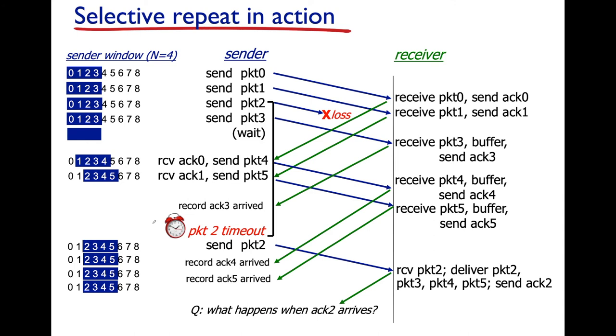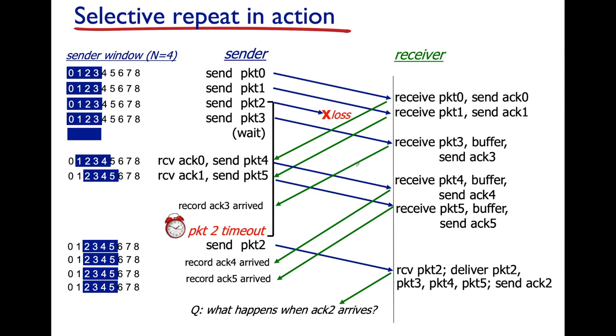Again, we have a protocol diagram, and we have our sender window of size n equals 4. And so we start out, and we have our sender. We have four sequence numbers, 0, 1, 2, 3. So the sender is going to send packet 0, 1, 2, and 3. And again, packet 2 is lost. So the receiver gets packet 0, sends ACK 0. It receives packet 1, it sends ACK 1. It receives packet 3, it buffers it because it's out of order, there's a gap, and it sends ACK for packet 3.